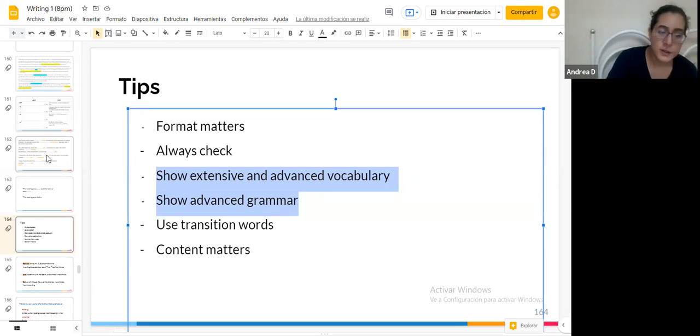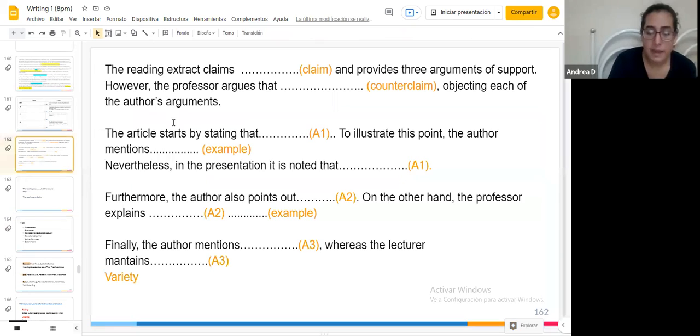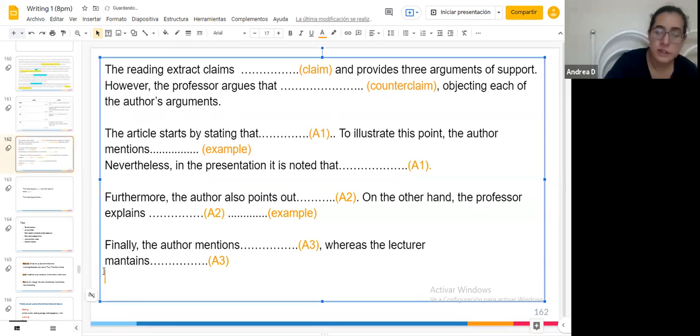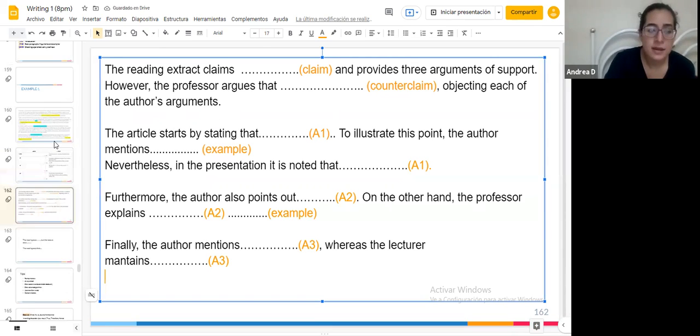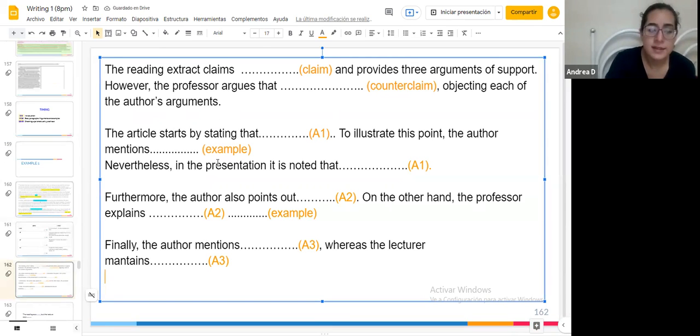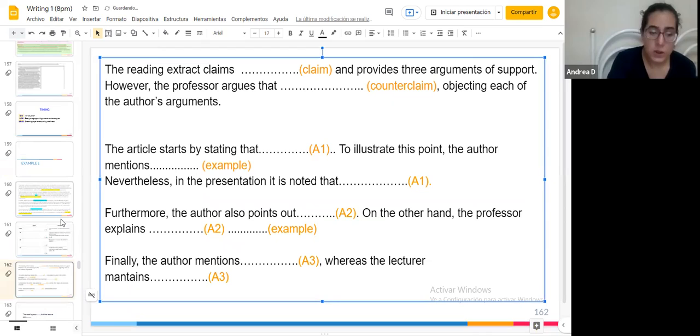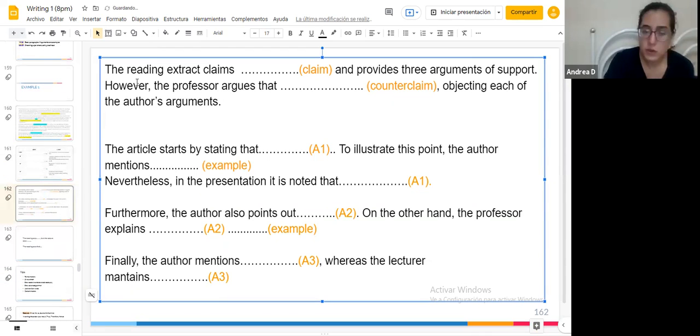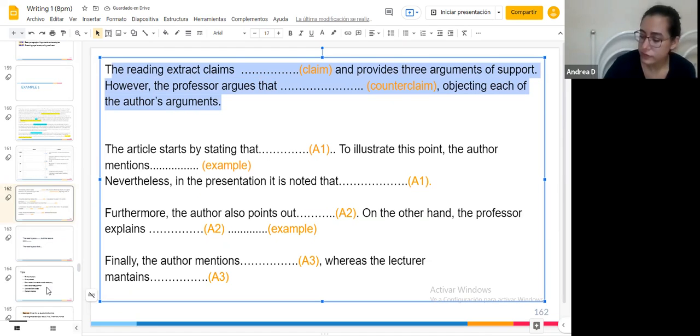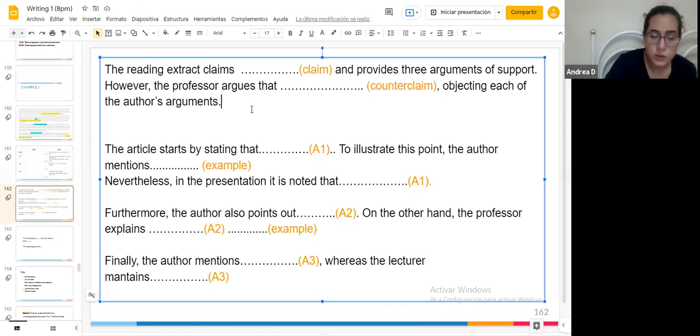Okay, so back to this. As you can see, you have 4 paragraphs: an introduction and 3 body paragraphs, the same way that you had in the reading. Any questions so far before we start with the intro? Okay. Well, in that case, let's talk about the introduction first.